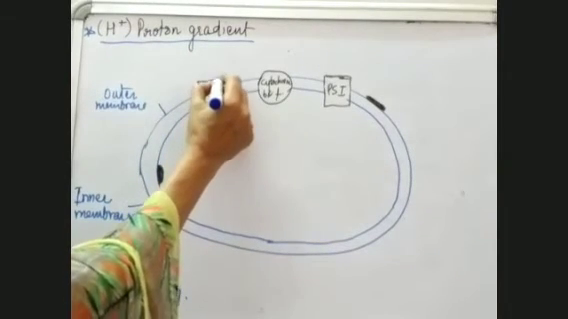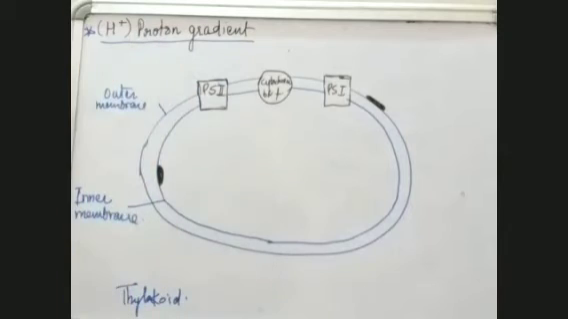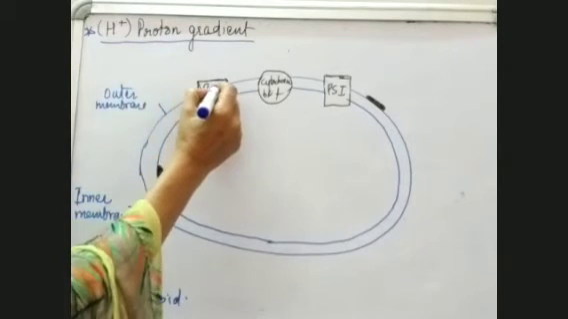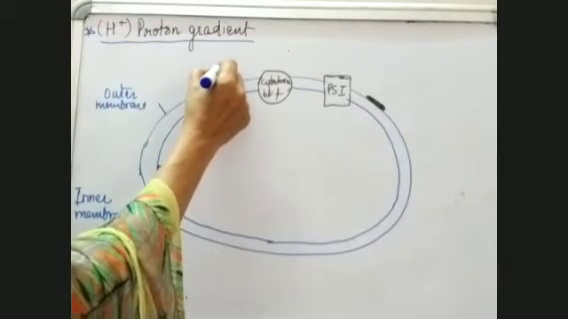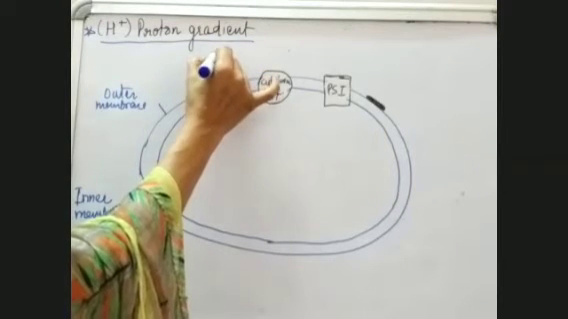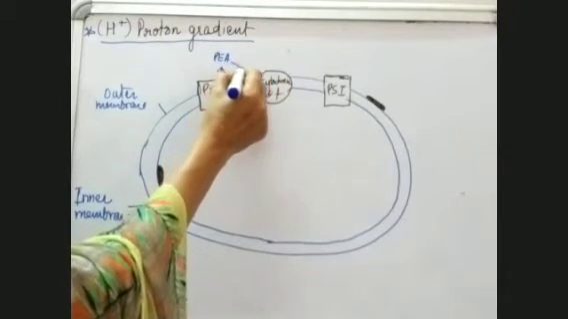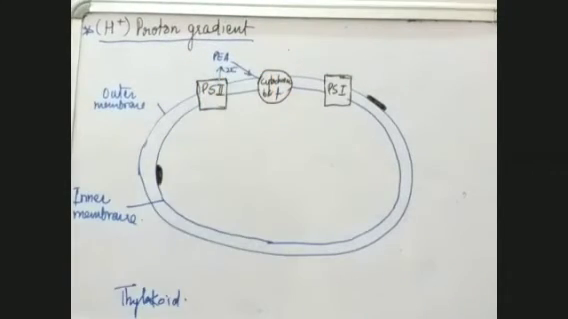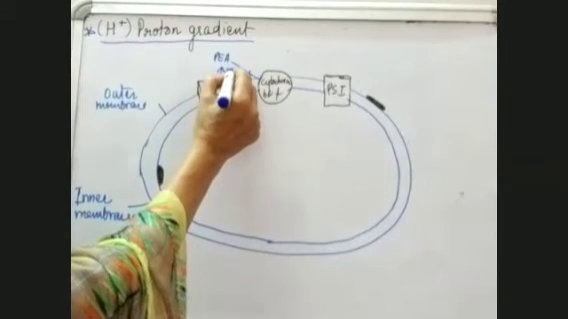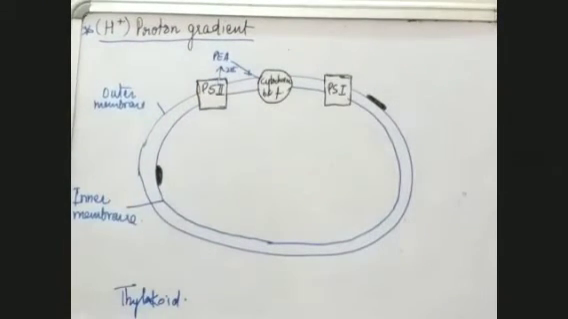The electron jumps when it gets excited due to accumulation of energy. It jumps and is received by the primary electron acceptor, and then it starts moving downhill. When it moves downhill, it is accepted by various electron acceptors. The most important one is cytochrome.